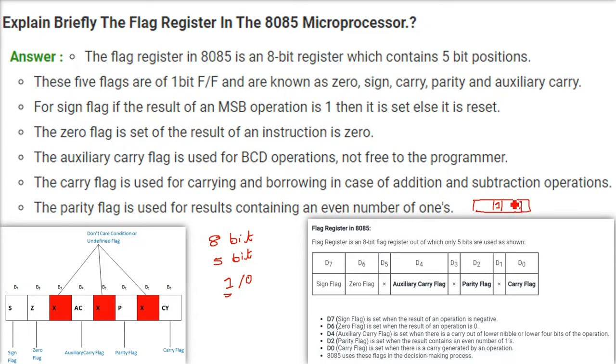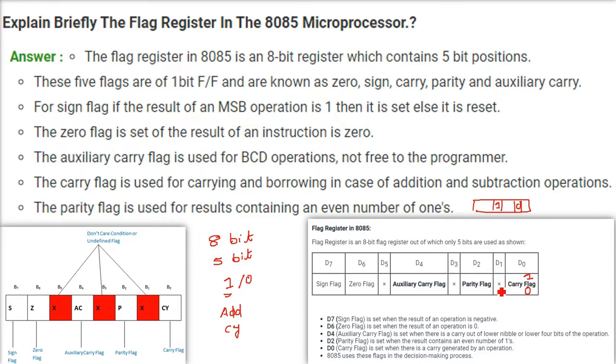Let me tell you one by one, D0 to D7. D0 is the carry flag, and this gets set when there is a carry generated by an operation. If we do some addition or subtraction and we need to carry, this will be set, otherwise reset.